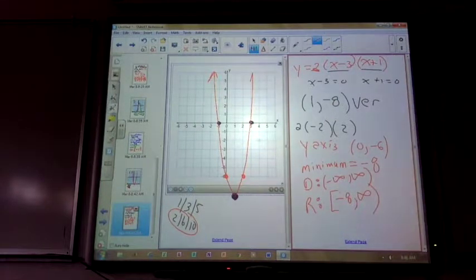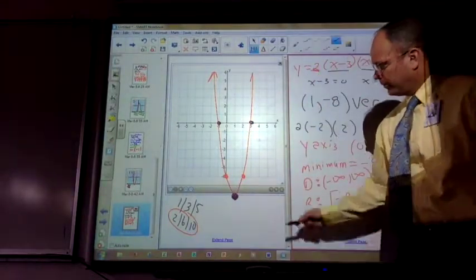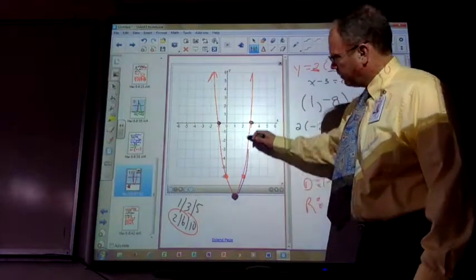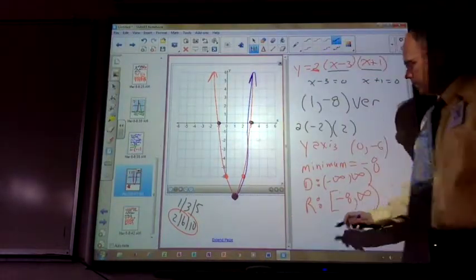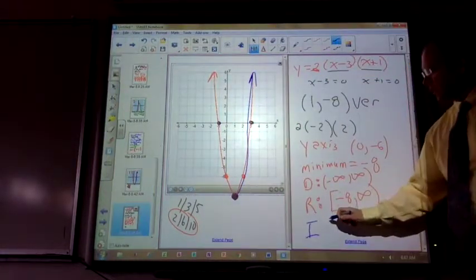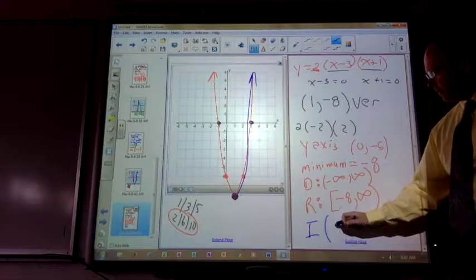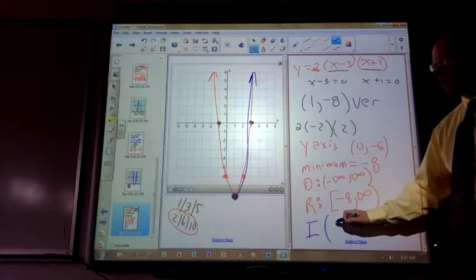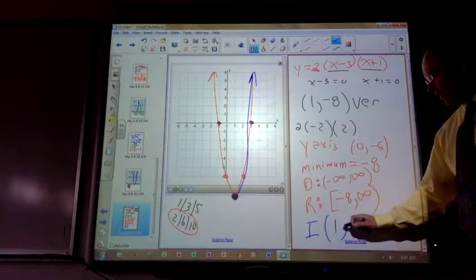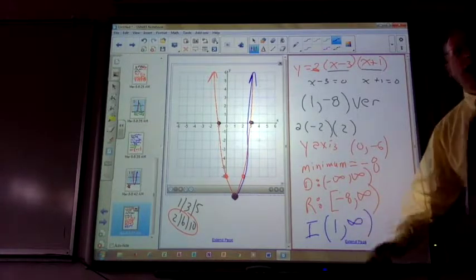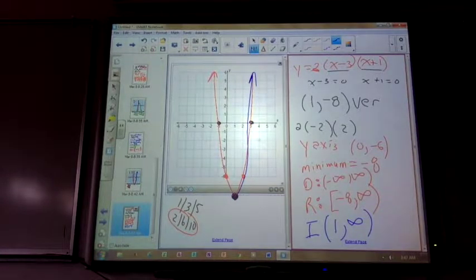Where does it appear it's increasing? 1 to infinity. And it's a rounded bracket because it doesn't include it, because it's at the flat.